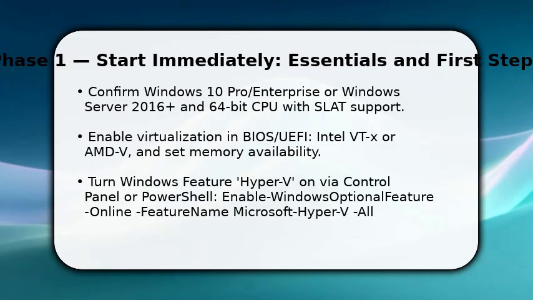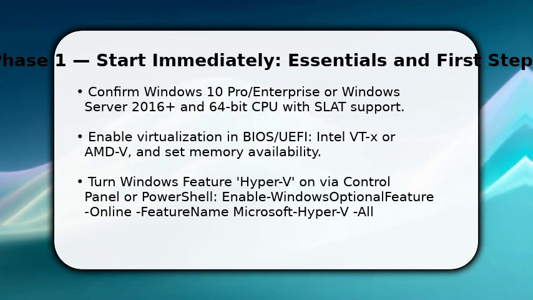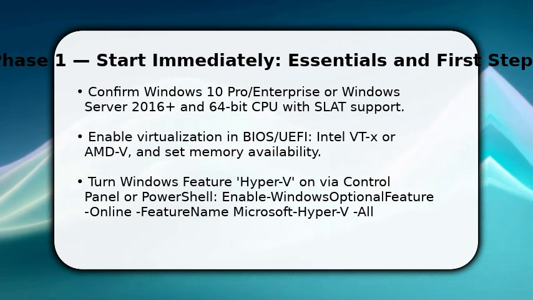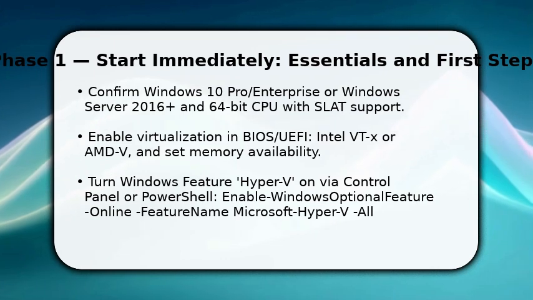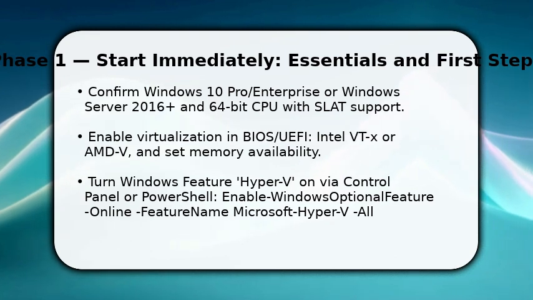You start by verifying prerequisites and enabling the feature. Check you have Windows 10 Pro or Server 2016 Plus, a 64-bit CPU with SLAT support, and enough RAM for guests. Reboot into BIOS or UEFI and enable Intel VT-x or AMD-V. Make sure virtualization is not disabled by firmware.